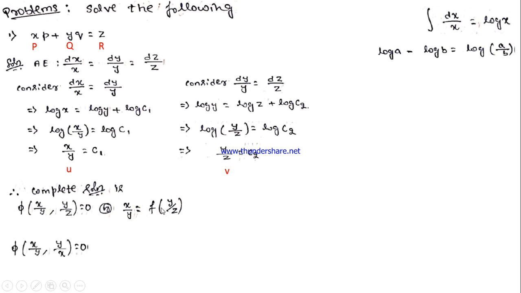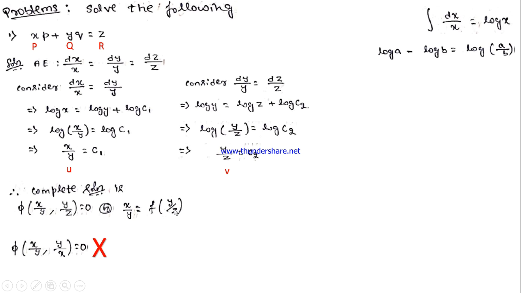But please keep this in mind, I already explained to you, if you consider the same ratios by swapping the position, you will get the answer as y by x is equal to some c2. In that case, if you write phi of x by y comma y by x equal to 0, your answer is wrong. So this cannot be considered as the solution for us, because these two are not two independent solutions, because we've obtained them by the same two ratios.